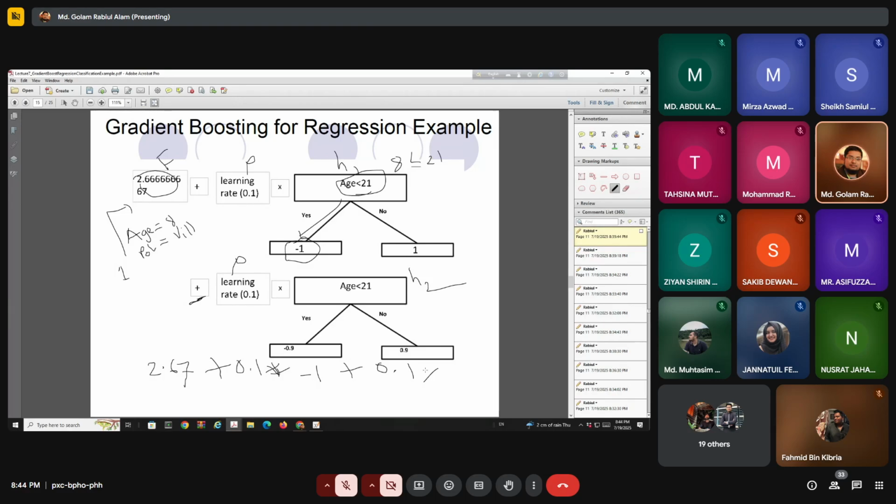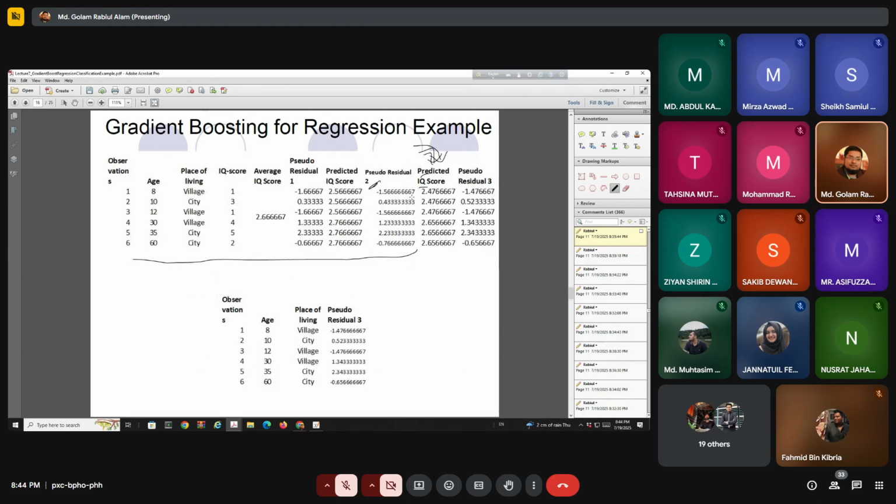And here is H2. Then again, is 8 less than 21? Is it true? Yes, true. Then you have to move in this direction. And this is negative 0.9. We get negative 0. So this will be our predicted IQ score. So that means for the first case, if we do the math, then we will get this value, 2.47. Similarly, for each and every instance, we have to just calculate those values.